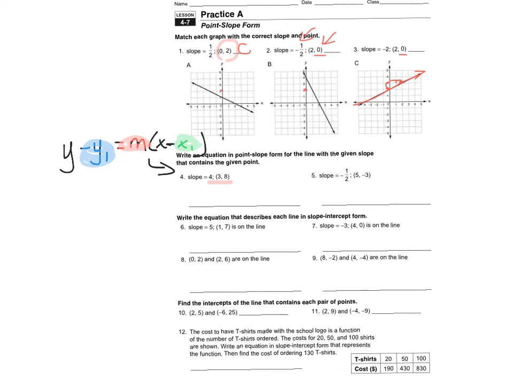Now, for 6 and 7, you're going to use the point slope formula and then distribute. So for 6 and 7, step 1, point slope. So you're doing this thing. Step 2, distribute. And then step 3, isolate y.